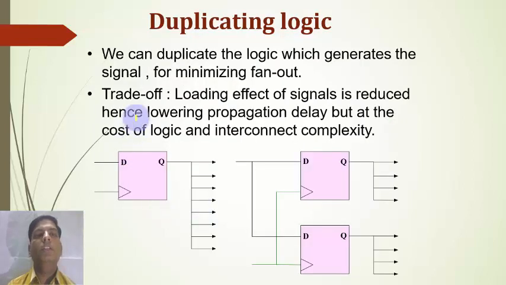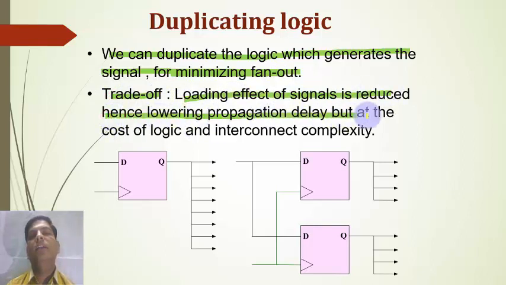We can duplicate the logic which generates the signal for minimizing the fan out. Trade-off: loading effect of signals is reduced, hence lowering the propagation delay, but at the cost of logic and interconnect complexity.